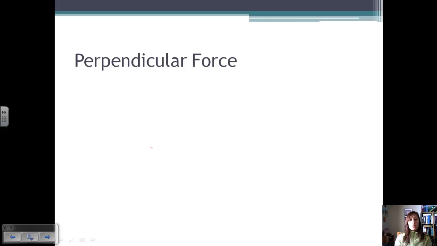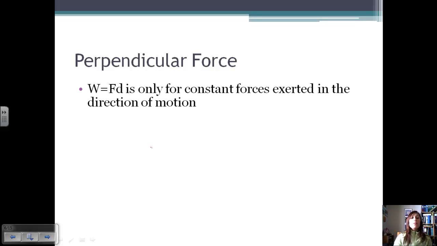Okay, so we know that work is equal to force times displacement. Well, we can have lots of different forces since force is a vector, and it won't always occur in the same direction as the displacement. And so we need to look at when would a force be counted as doing work and when wouldn't it. If we have a perpendicular force, that is not going to contribute to work. Work equals force times displacement is only for constant forces exerted in the direction of motion.